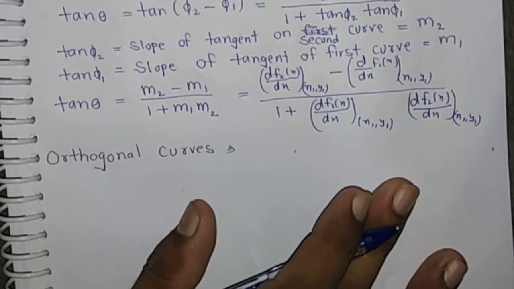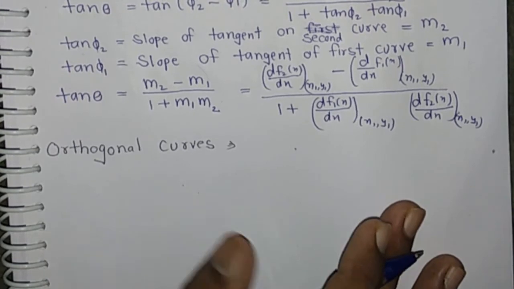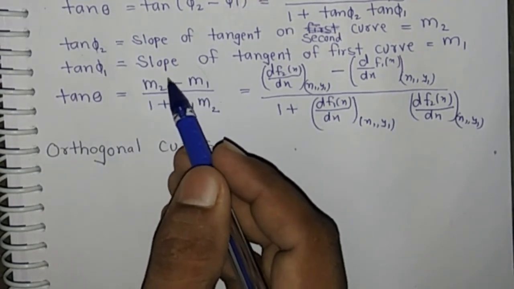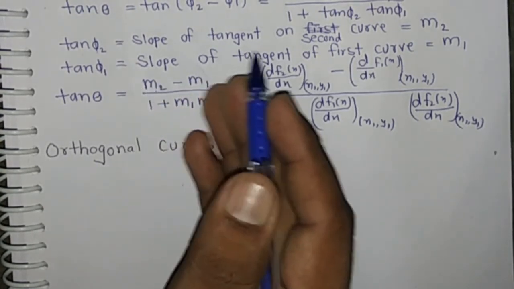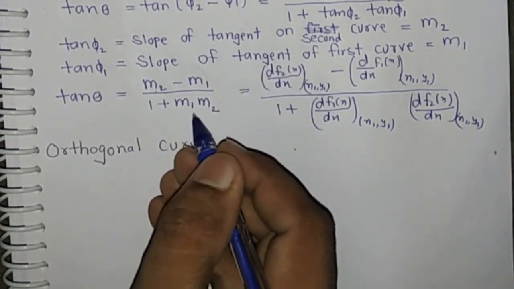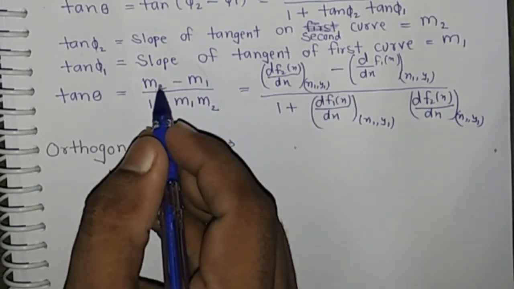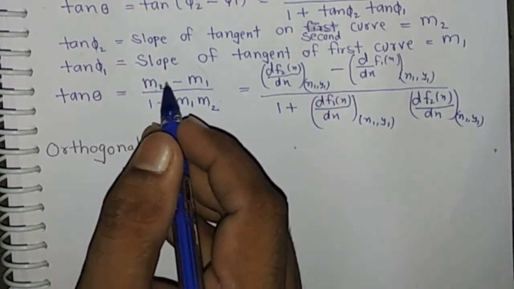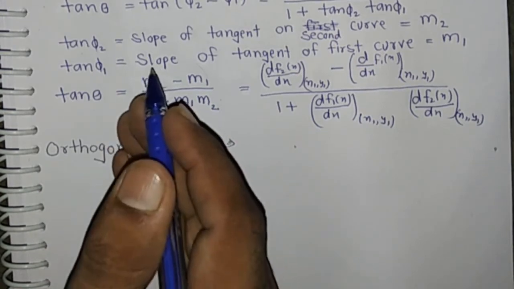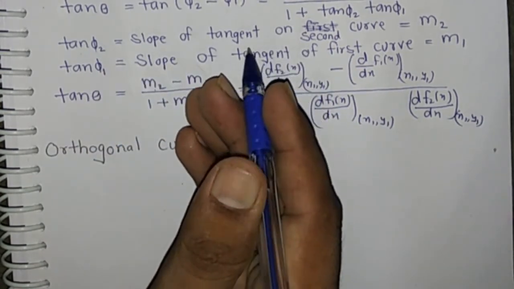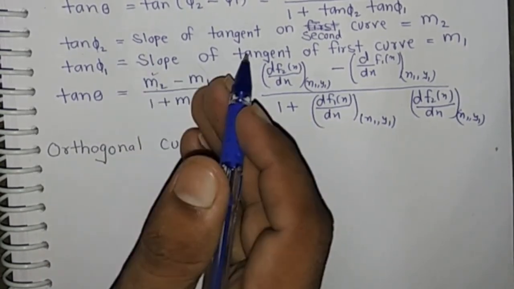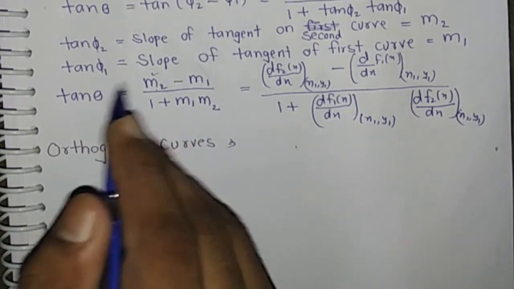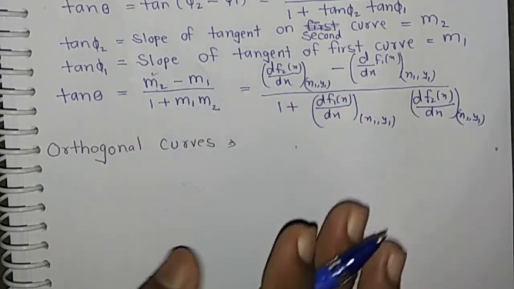Then angle between two curves is given by the formula tan theta equal slope of second tangent minus slope of first tangent by 1 plus slope of second tangent into slope of first tangent. Which slope is greater decides the formula: if m2 is greater than m1, then formula is m2 minus m1. If m1 is greater than m2, then formula is m1 minus m2.